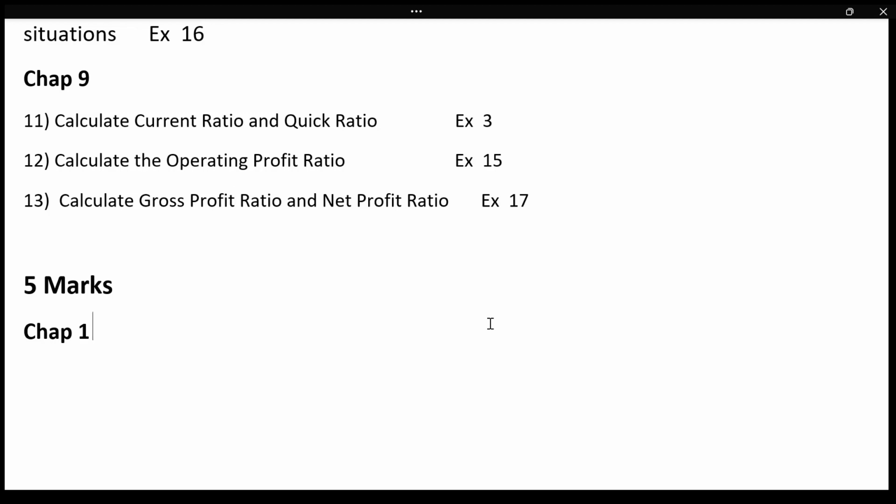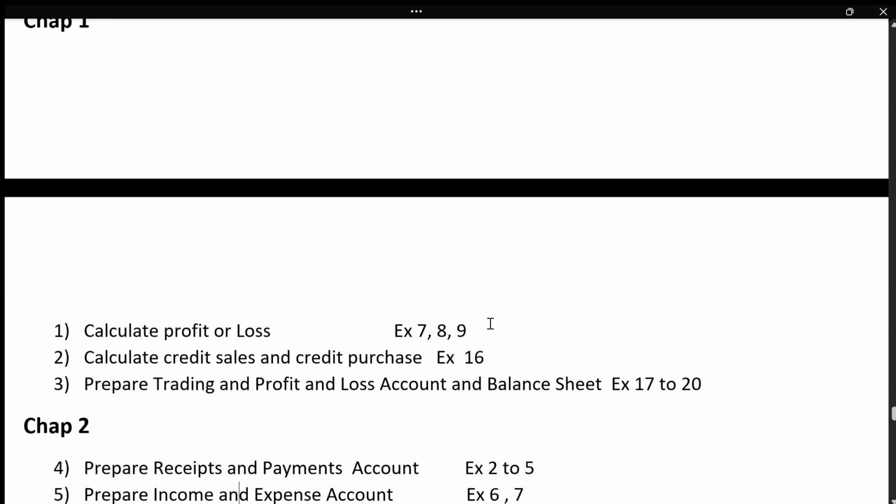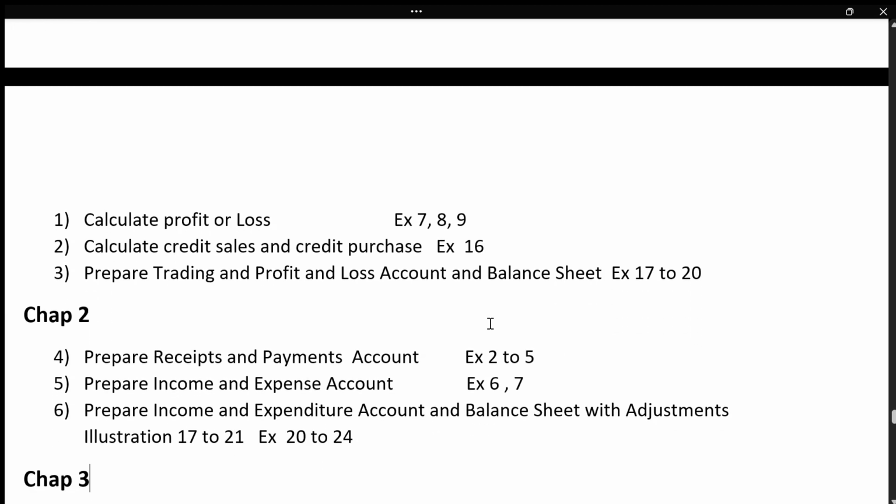And next we are going to see only 5 marks. Chapter 1, calculate profit or loss. You have to find out if opening capital and closing capital is not given. You have to find both the capitals and find the profit or loss. Calculate credit sales and credit purchases. 2 accounts you have to prepare. This may be asked in 5 marks also.